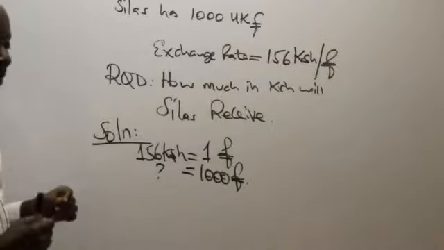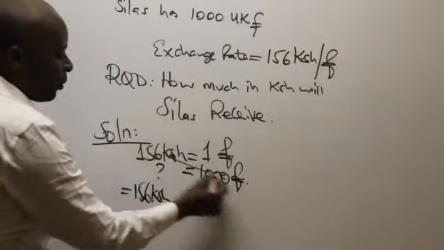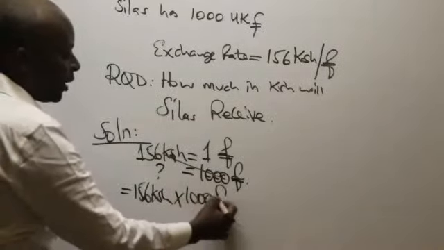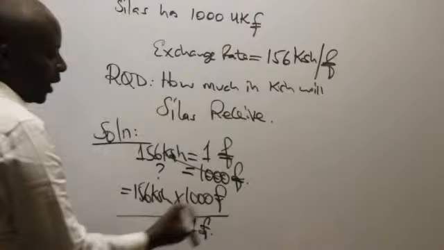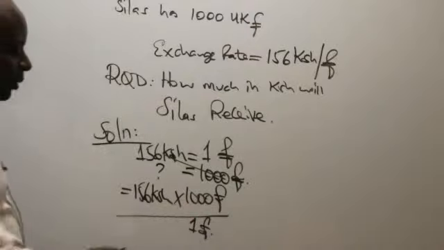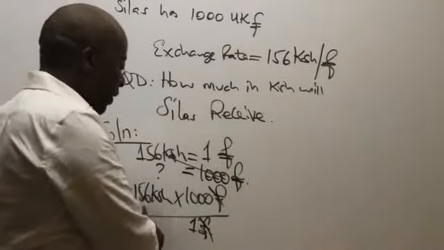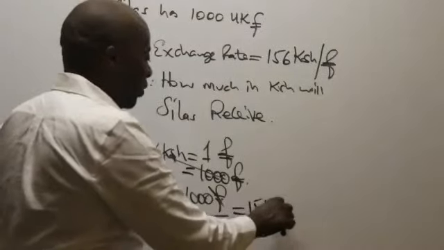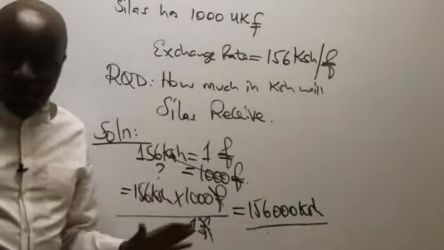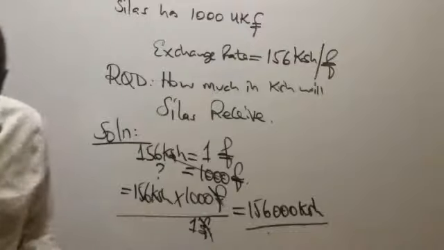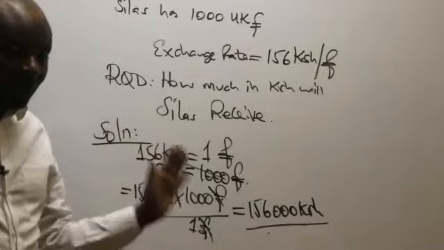So if we cross multiply, we shall be able to get this. It will be 156 Kenya shillings times 1,000 pounds, all over 1 pound. So what are we seeing about the pounds? The pounds are cancelling out. And whatever I'll be left with, if I multiply 156 and 1,000, I'll get 156,000 Kenya shillings. And indeed, everybody was able to get this correctly. Nobody went wrong with this.